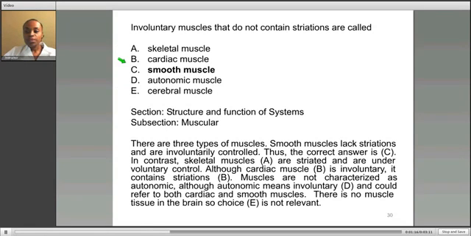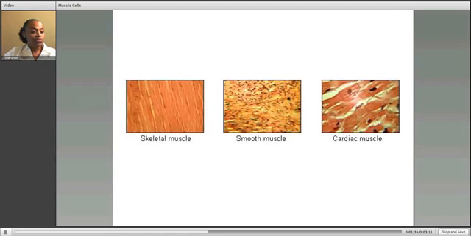So now we need to identify a type of involuntary muscle that does not contain striations. Notice that we're asked to identify involuntary muscle. Involuntary means that you do not have at-will control over the muscle. The skeletal muscles, we do have at-will control over the skeletal muscles, so we can actually eliminate choice A, which is skeletal muscle. So now we take a look.